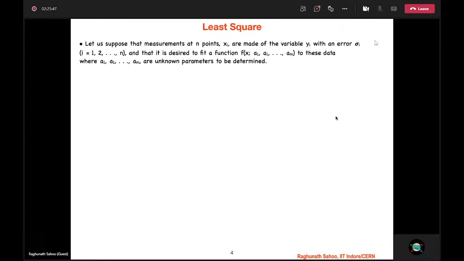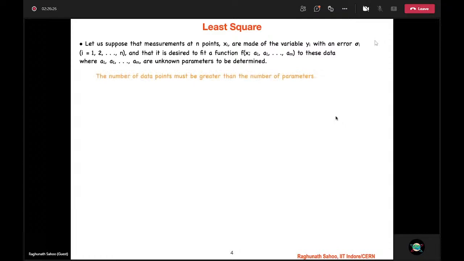So this brings up the concept of least squares. Now let us suppose the measurements at n points xi are made of the variable yi with an error sigma_i, and I have n number of such measurements. It is desired to fit a function f(x) with many parameters a1, a2, ... am. These are unknown parameters, and my aim is that after the fitting I should have the estimation of these parameters and their corresponding errors.